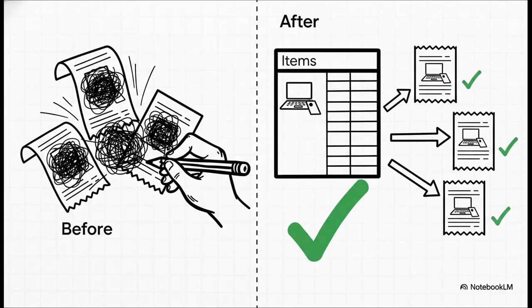And boom, just like that, we get a huge win. Check out our new items table. The price for a laptop now exists in exactly one place in the entire database, one spot. So if we have a price change, we update it once and it's instantly correct everywhere. One of our original anomalies, fixed, gone.